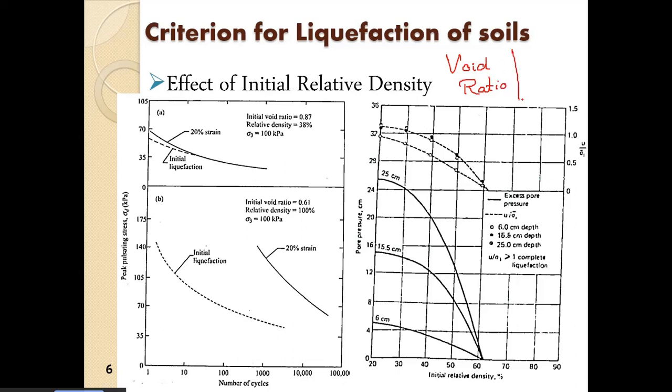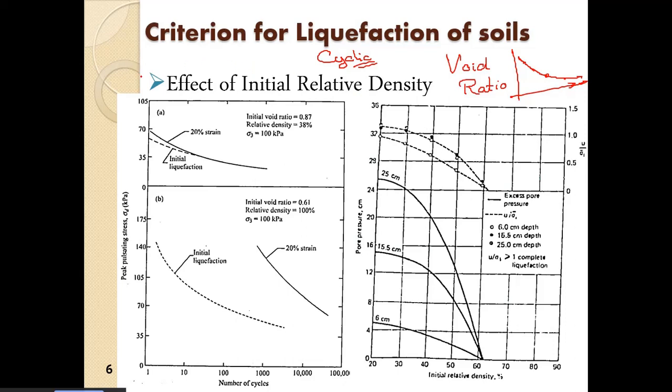So with decreasing void ratio, we see that the steady state will go up. All right, so of course there are chances of cyclic mobility now, there is no doubt about that. But the initiation of flow liquefaction is reduced, and not only that, with increase in the initial relative density, the shear strain that it will cause is also affected.